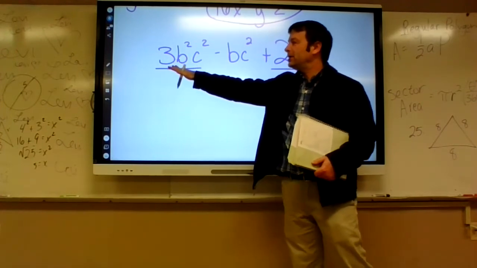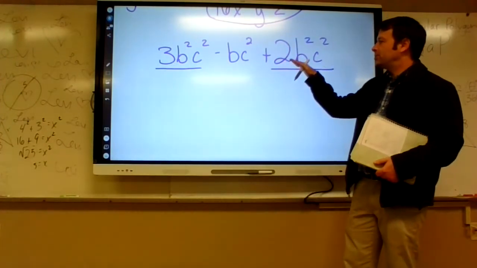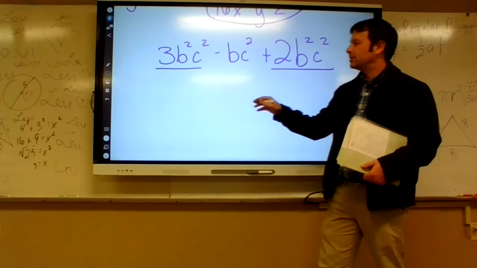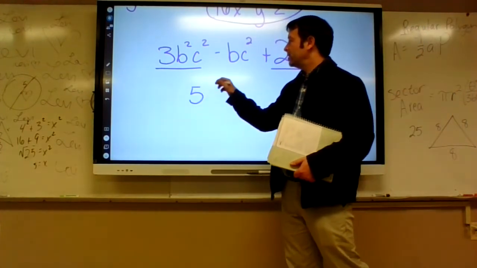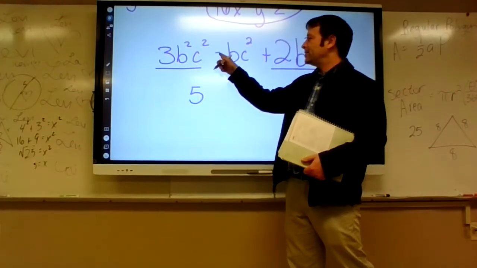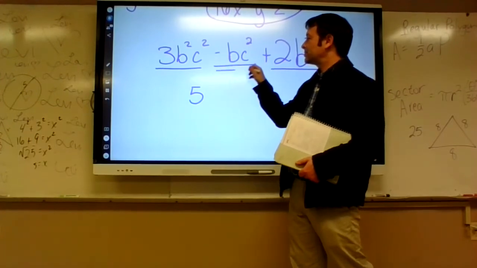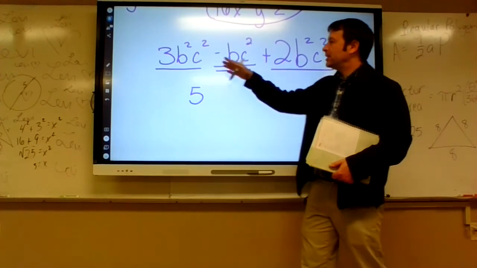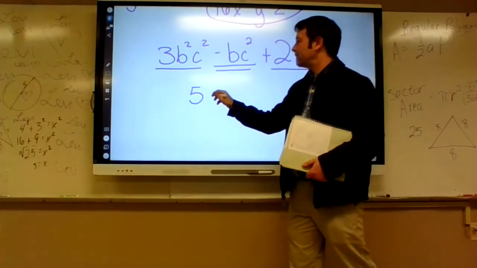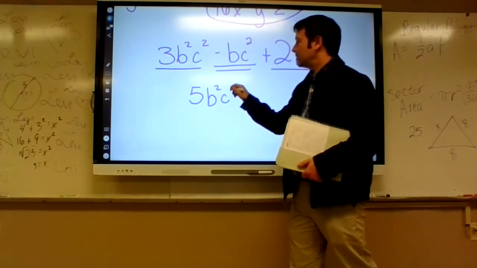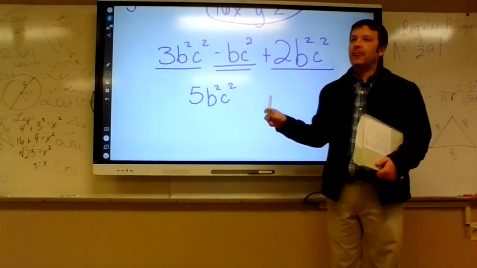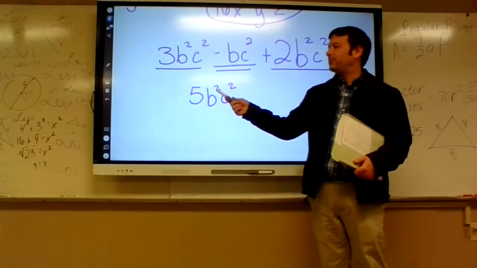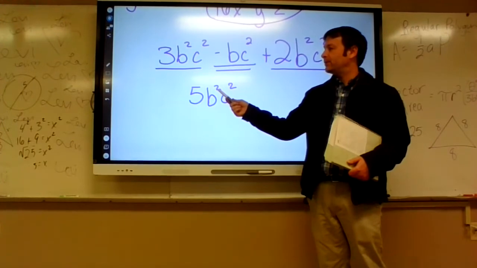So we got 3 of those plus 2 of those makes 5. Okay, we're subtracting. This minus goes with this, not with that. So it's 3 plus 2 is 5. Okay, so this confuses people. Why did I put b squared and not b to the 4th?